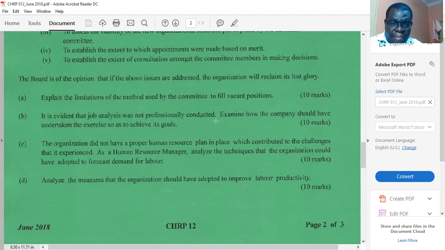Another limitation? Internal recruitment, what are the limitations? There's a likelihood of nepotism, probably where people have gotten used to one another or they're related, or there's some kind of bad habit in terms of relationships. Likelihood of nepotism and favoritism in terms of who will get the jobs when you are recruiting from internal. Anything else?